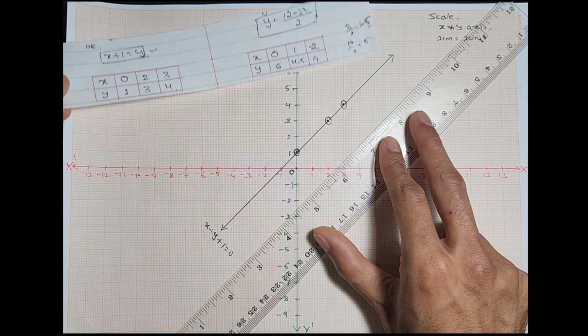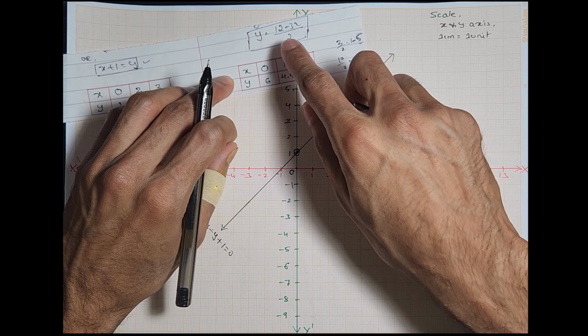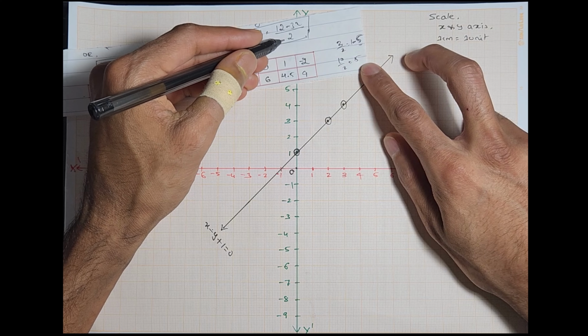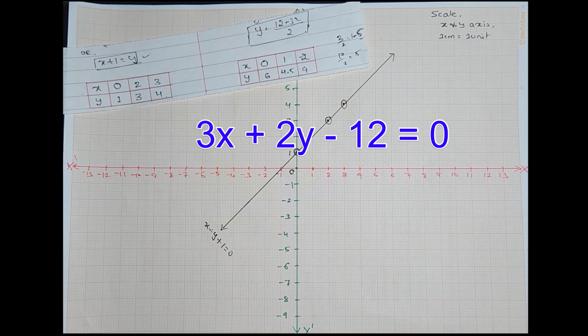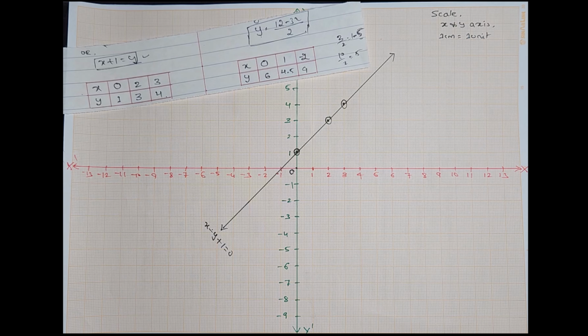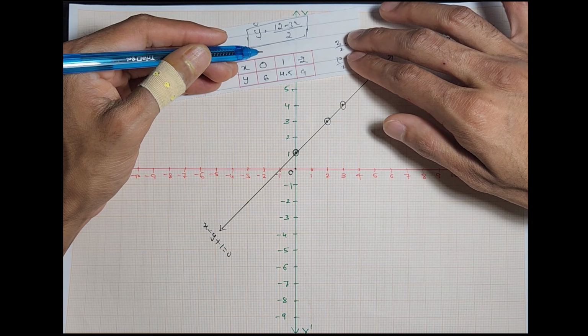Now let us mark the second equation, that is y is equal to 12 minus 3x by 2, right? Actually, what was the equation here? It was 3x plus 2y minus 12 is equal to 0, correct? You can go back and check in the video, so that the equation will be clear. So what is the solution now?